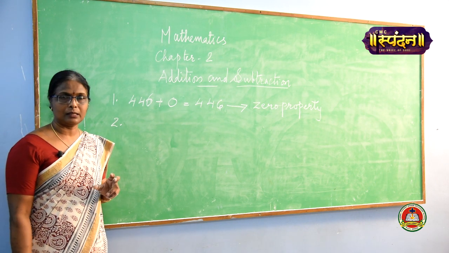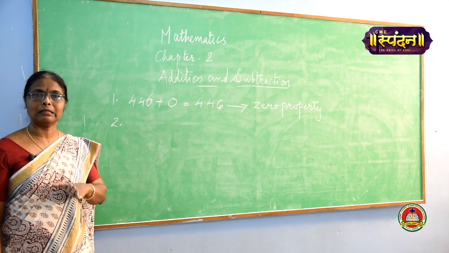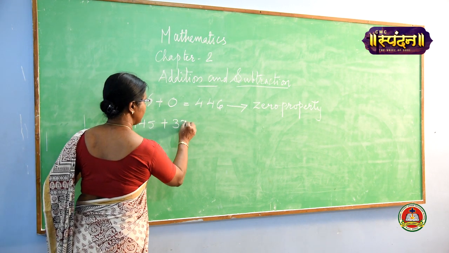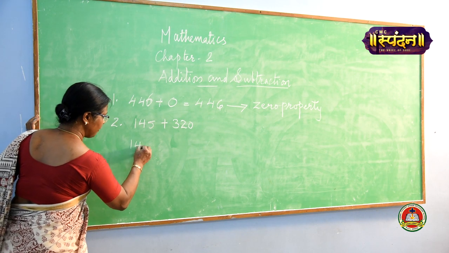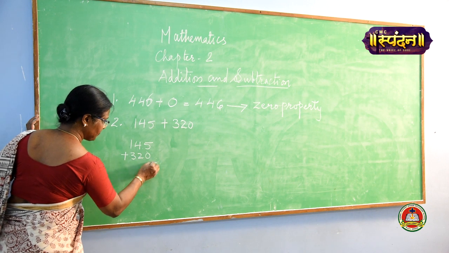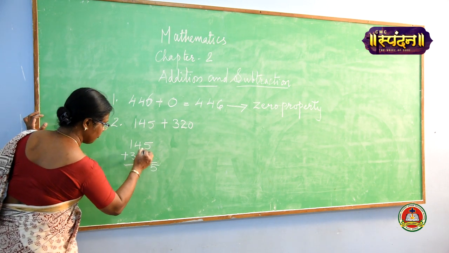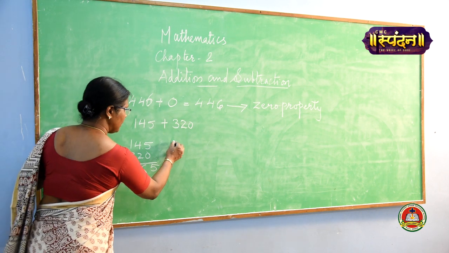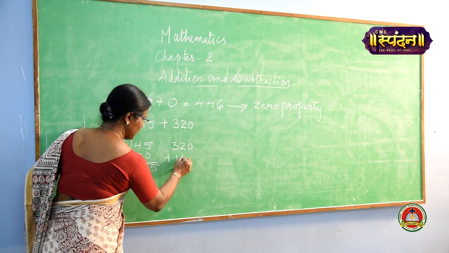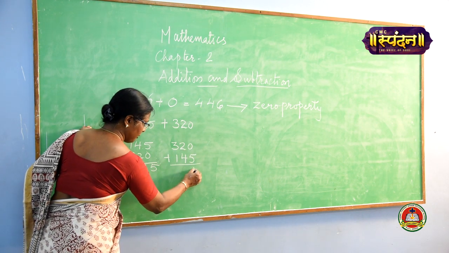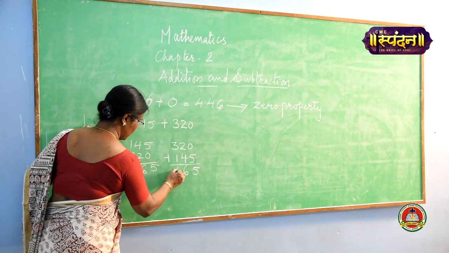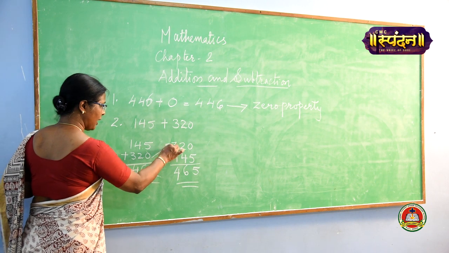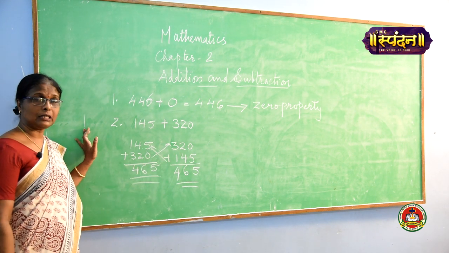We will see the next property. If you are adding any 2 numbers, and we change the order of the numbers, then also you get the same result. I take the next example, 145 plus 320. I add it vertically. 5 plus 0 is 5, 4 plus 2 is 6, 1 plus 3 is 4. Now I change the order of the numbers. Now I write 320 plus 145. Here 0 plus 5, 5, 2 plus 4, 6, 3 plus 1, 4. I get the same result. That means even if I change the order of the numbers, the result remains the same.